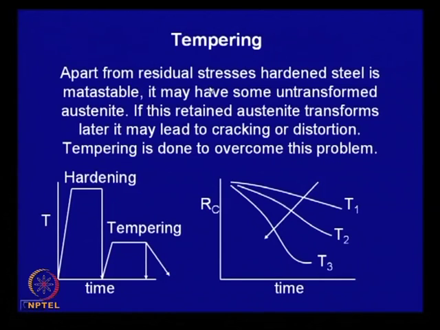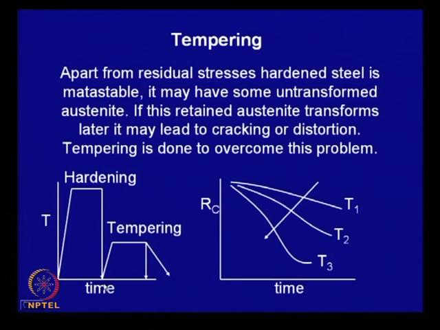Apart from residual stress, hardened steel is also metastable. The martensite structure is not a stable structure; it is a supersaturated solid solution of carbon in ferrite, and it also has some amount of untransformed austenite. If this austenite transforms later, it may lead to cracking, and there will be an accompanying volume change that can lead to distortion. So it leads to dimensional instability, and tempering is done to overcome this problem.